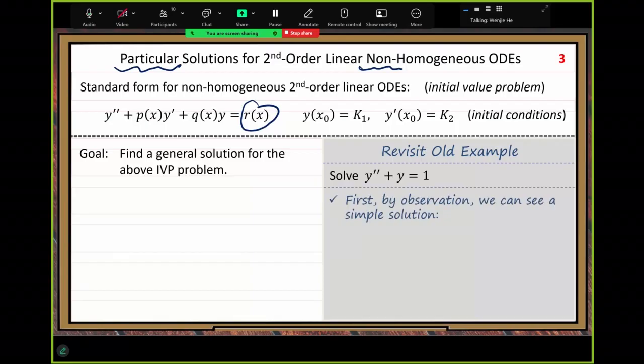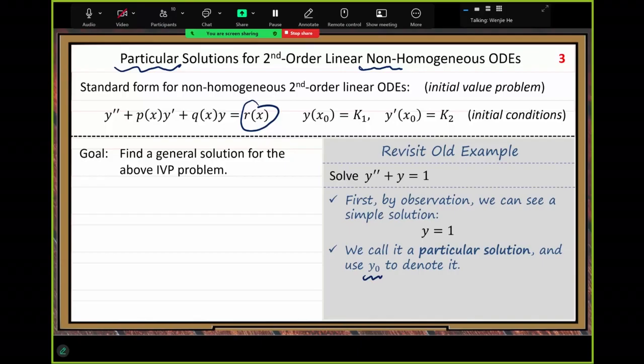Let's pick one. We don't need two; we only need one particular solution. This one is simpler. Y equals 1 is a solution because y double prime is 0, so the left hand side is 1, and the right hand side is also 1. This is the simplest particular solution. So let's take this, and we use y0 to represent this particular solution.